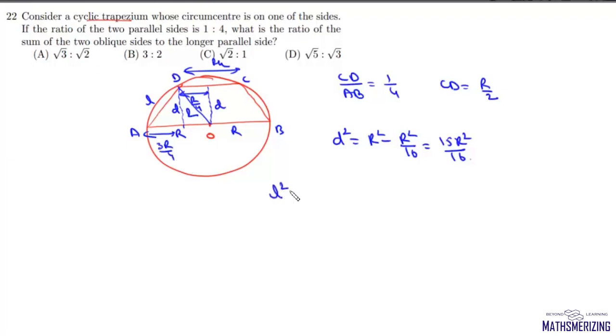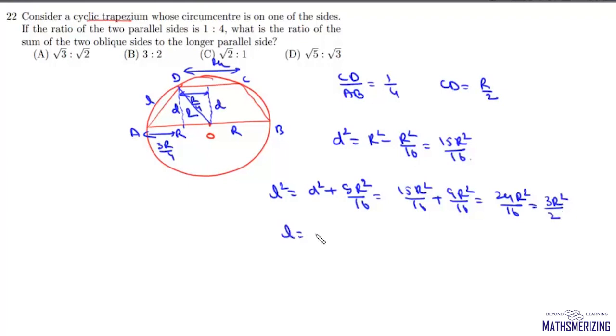So we can write L square as d square plus 9r square by 16. So it will be 15r square by 16 plus 9r square by 16, and that will be 24r square by 16, which is 3r square by 2. So this length L will be root 3 by 2 r.